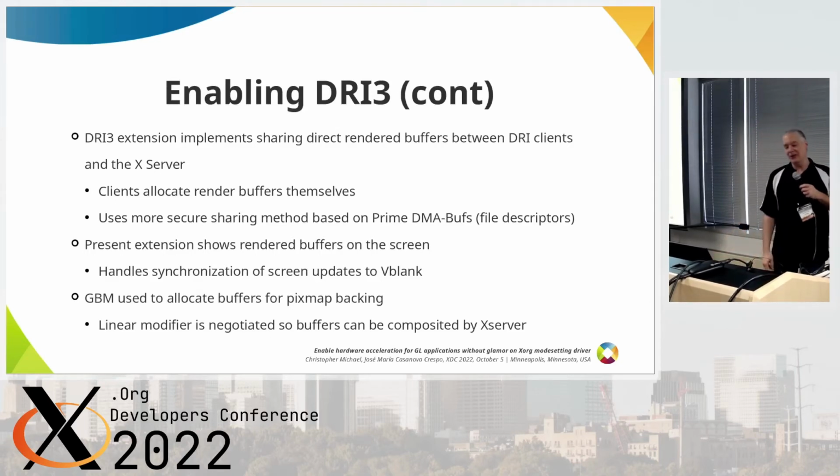The DRI3 implementation also uses the Present extension, which shows the rendered buffers onto the screen, and it handles synchronization with the VBlank. For our particular implementation, we used GBM to allocate buffers for the pixmap backing. This way, GL applications had something to write into, basically GBM BOs. But when we did that, we did have to negotiate linear modifiers because of using tiled versus linear, so that they can get composited by the X server.